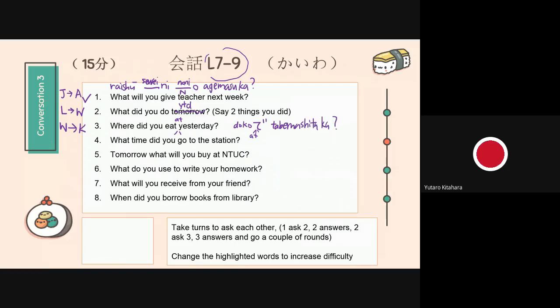Number four, can afford to skip. What time do you go? Lesson six already. Tomorrow, what will you buy? I think we did this before. We try to use number six. So, Aaron, can you ask James, what do you use to write your homework? It's a particle de, the clue. Can you try? Use what to write?